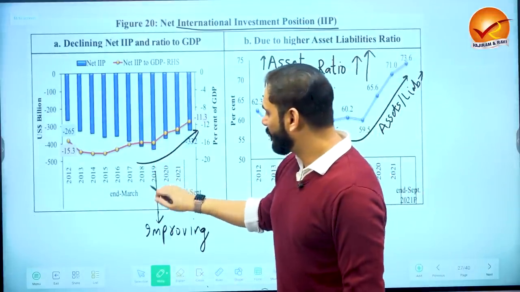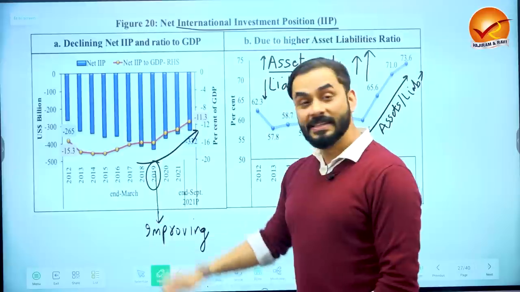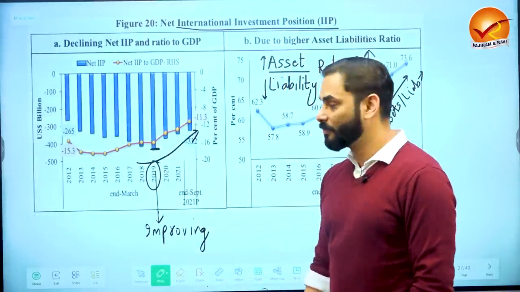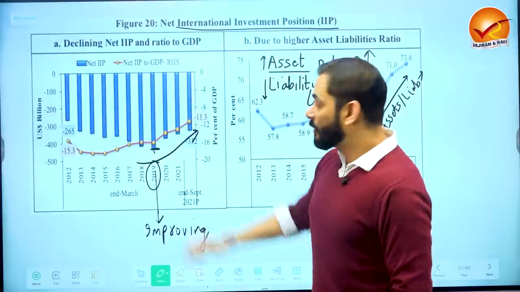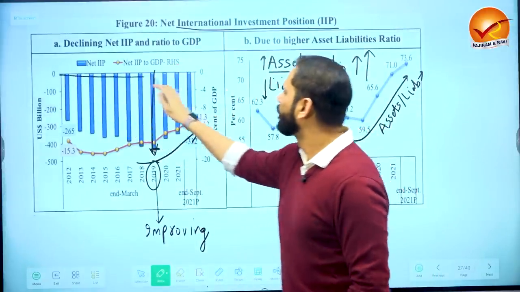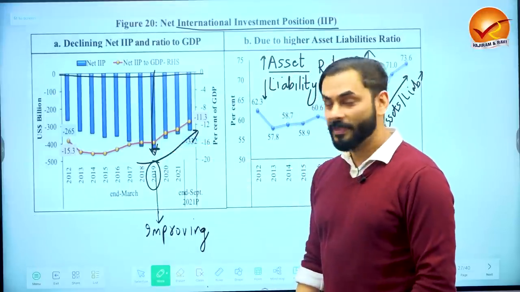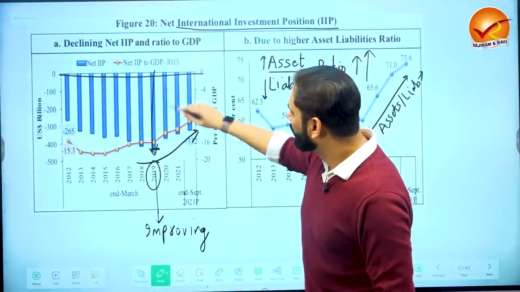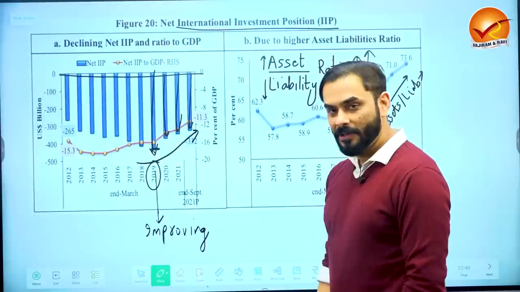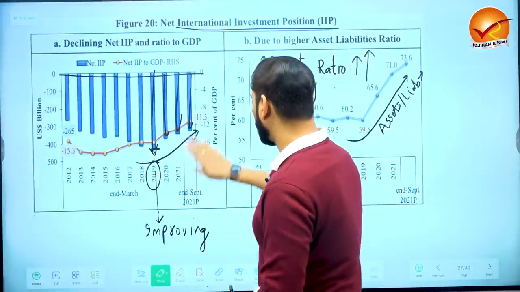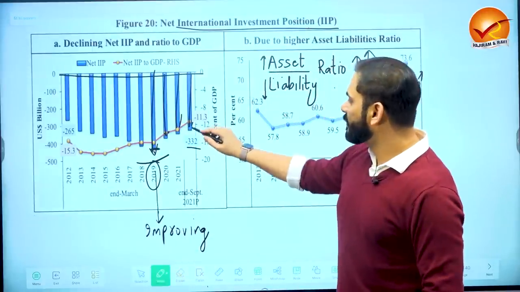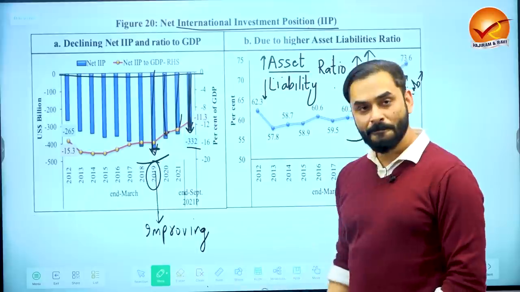See, earlier, for example, in the year 2019, just before COVID, this was our net international investment position. Look how bad it is. It is so negative. See, this is the zero line, so it is less than zero. Now what has happened? Now it is becoming less negative. See, it is less negative. It's improving. So for example, look at this. Slowly it is improving. Isn't it?